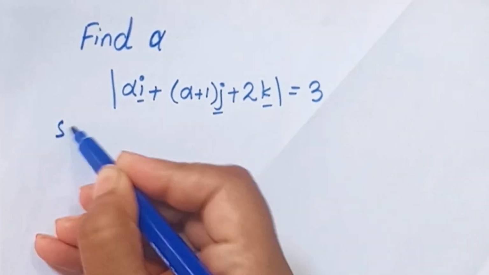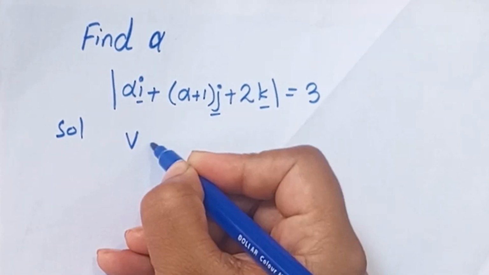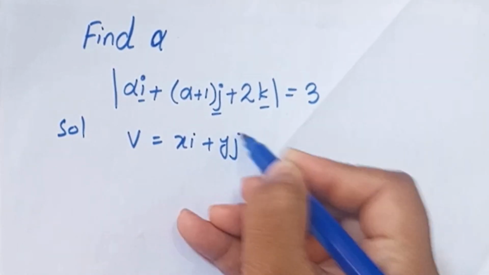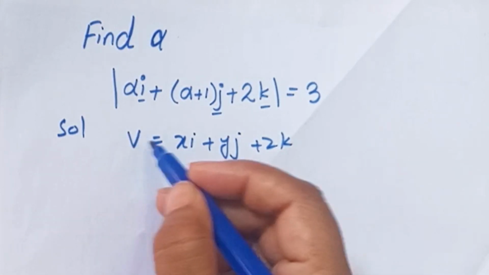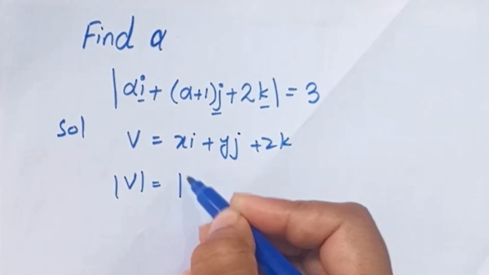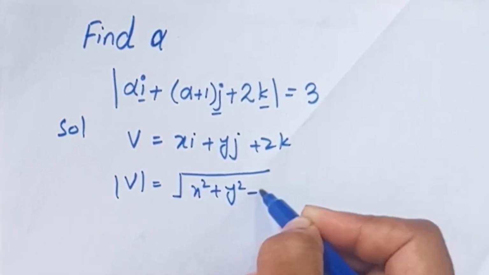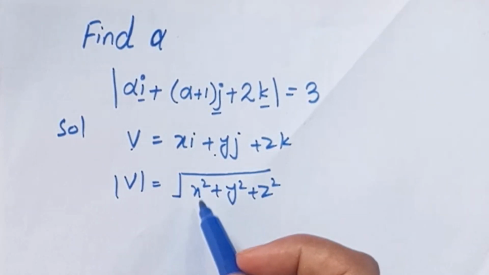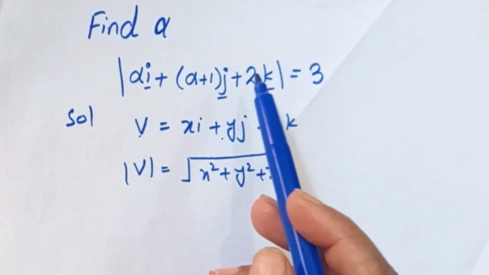So let's start. We know that if we have a vector equal to xi plus yj plus zk, and we find the magnitude of this vector, then we get the square root of x square plus y square plus z square. This is the magnitude of this vector. So we find the magnitude of the above expression.